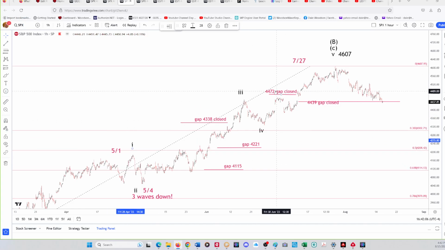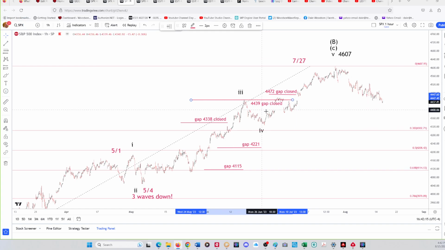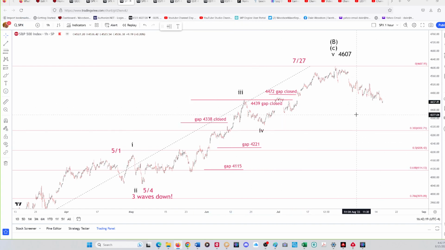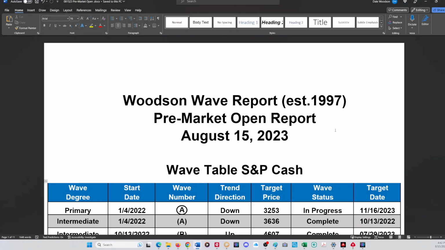So that gap was closed. This gap was just closed today. I'm going to move that over here. Put the closed ones on that side. Okay, so we've got a few more here. These will all be closed in wave C down. Okay, that's the hourly. And let's jump you guys into our pre-market open this morning.